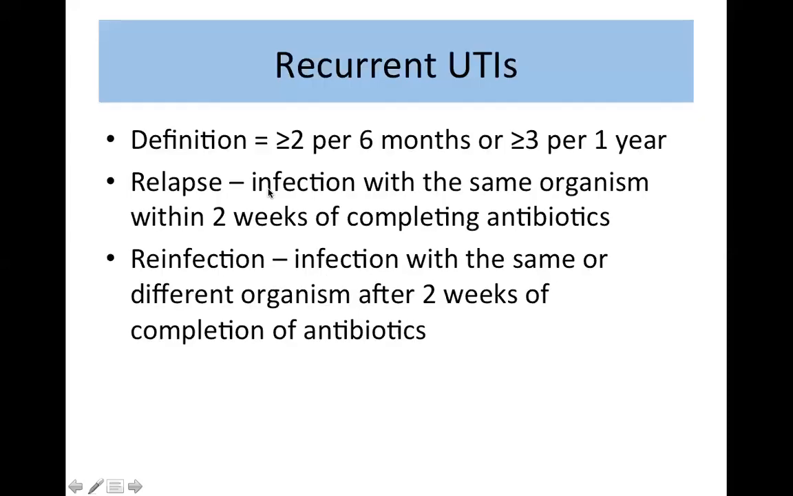Yeah, so a little bit about recurrent UTIs. As I told you, recurrent UTIs have a definition: either you have 2 or more infections per 6 months or 3 or more per year. That is when you call them recurrent infections. The difference between relapse and reinfection is this 2-week period. If it happens within 2 weeks of completion of antibiotics, it is more likely to be a relapse, whereas if it happens after 2 weeks, even with the same organism, it's called a reinfection.